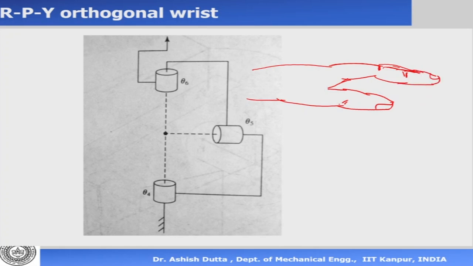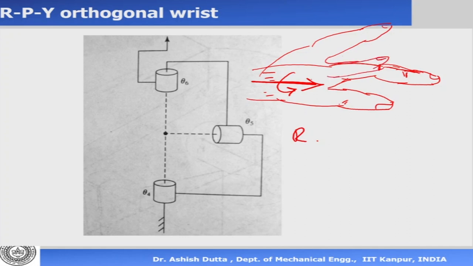Okay, now suppose you're looking at your wrist. Now this is my wrist. On the wrist, we have an axis, which is my roll axis. That is this one. Next is my pitch axis. So the hand can go up like this. You can imagine that the finger is going up like this, and your thumb finger is here now. So it is going up like that, or it can go down like this.